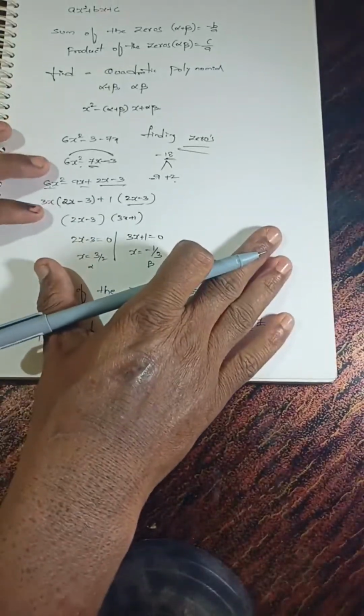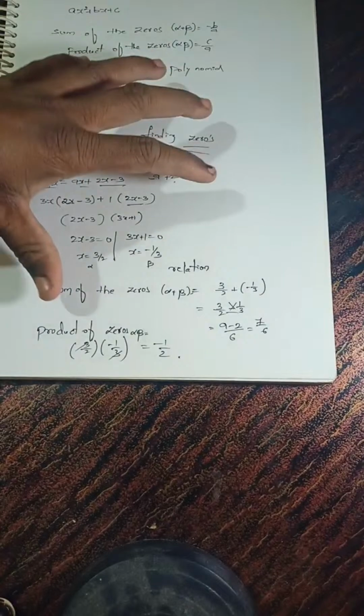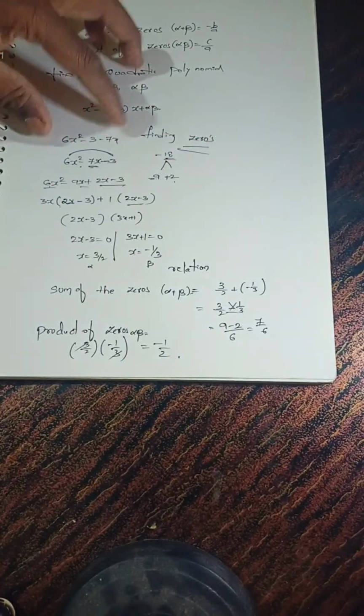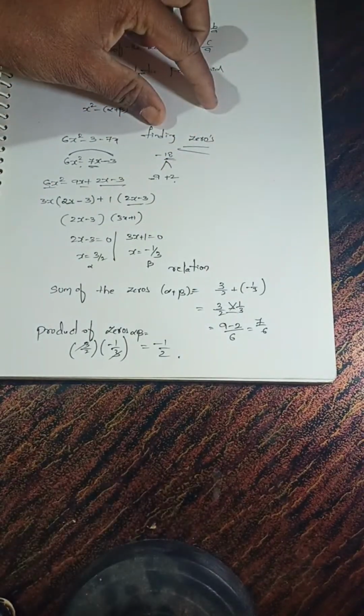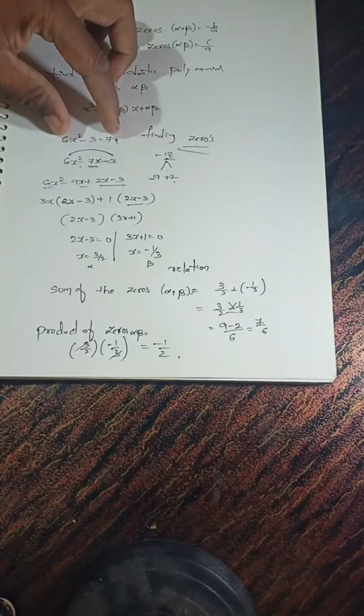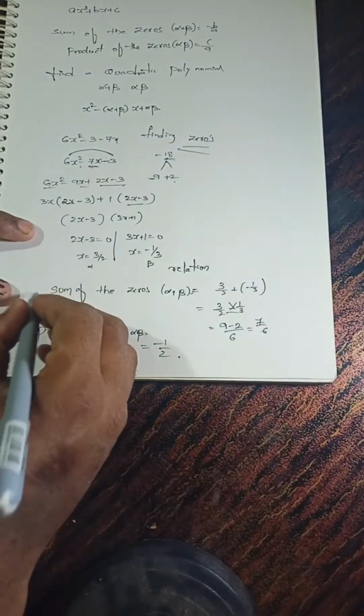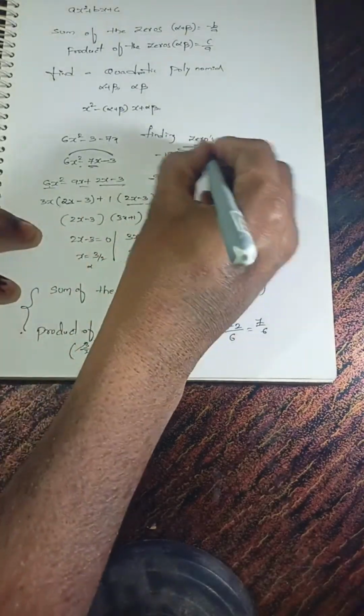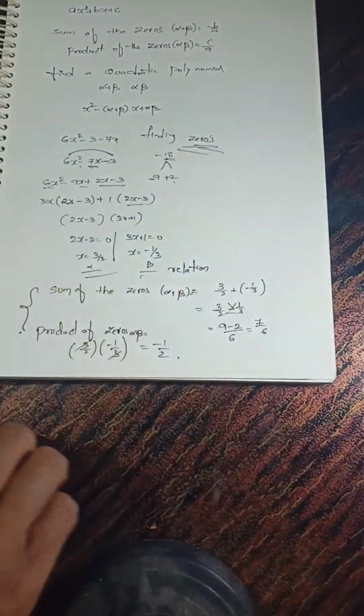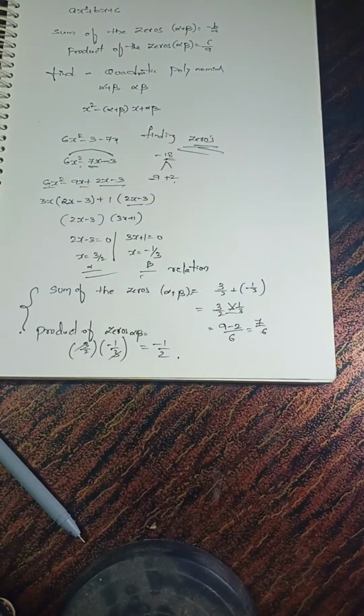This kind of question is finding the zeros of a quadratic polynomial and finding the relation with the coefficients. Relation means you have to do the sum of the zeros and the product of the zeros. Zeros means you have to find the factors of the quadratic polynomial.